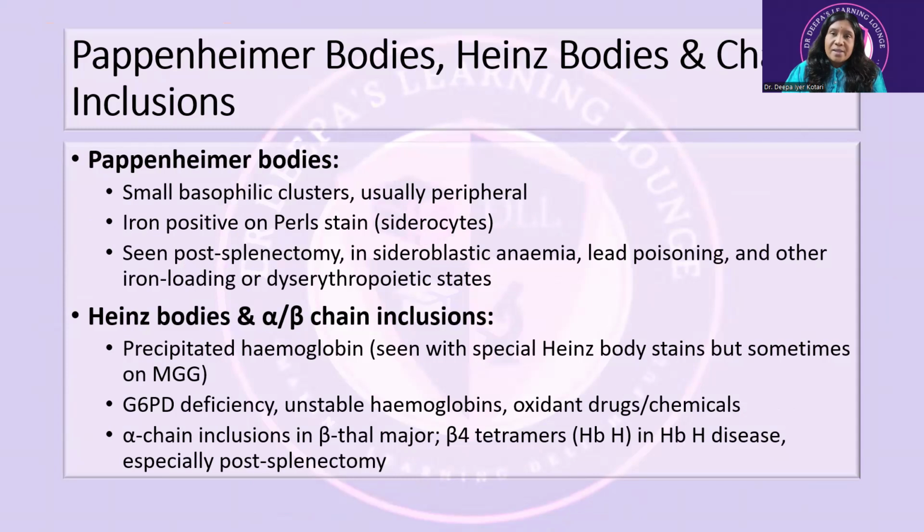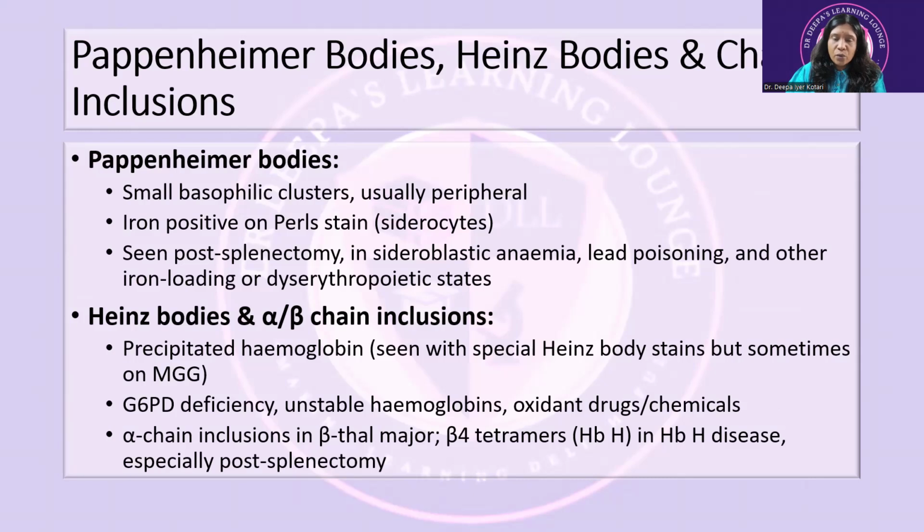Then we should next discuss the Pappenheimer bodies. The Pappenheimer bodies are iron-containing granules that are confirmed by the Pearl stain. So basically, after splenectomy, a small number of Pappenheimer bodies are pretty normal. You don't have to worry about it. But heavy Pappenheimer load is seen in sideroblastic anemia and in severe iron metabolism disturbances.